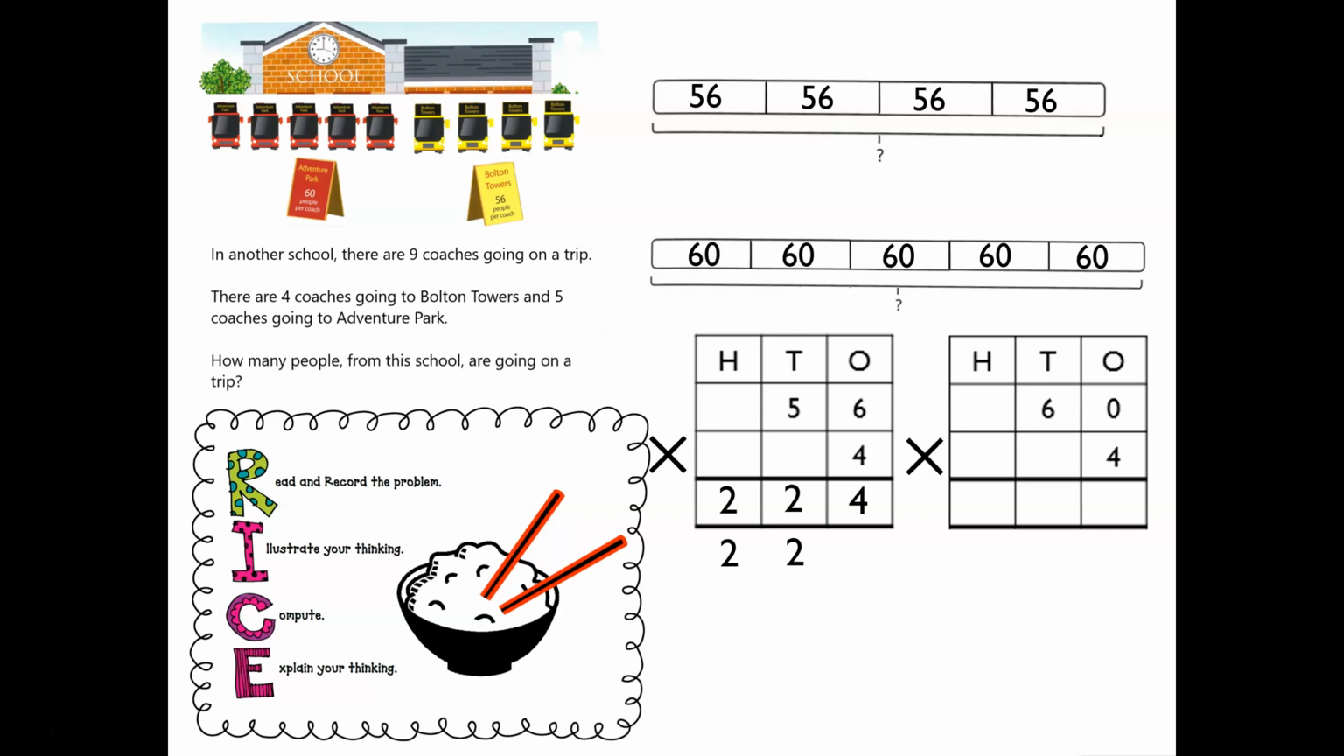Starting with the ones, 4 zeros are 0. 4 6s are 24, so we have an exchange, and there's no more to multiply. The answer is 240. Think back to the question.